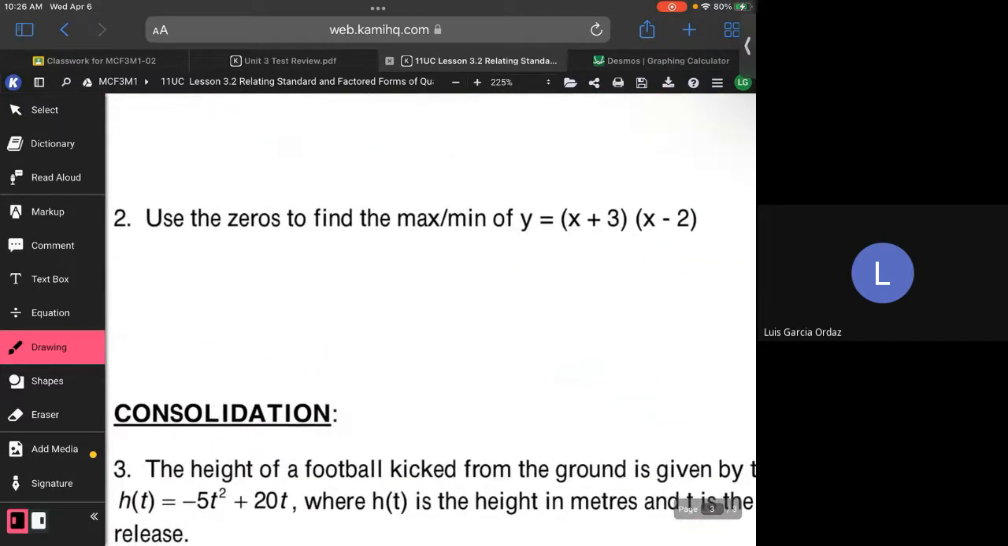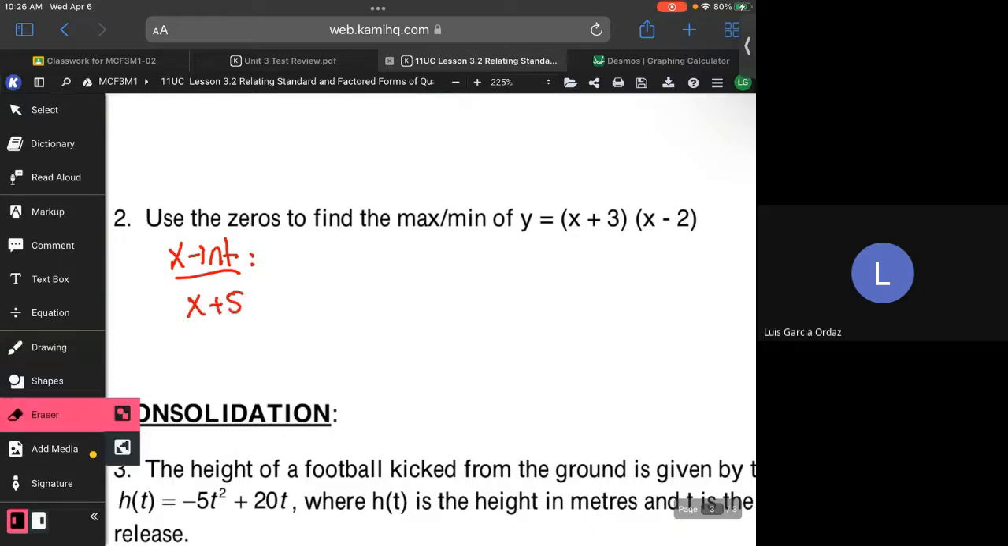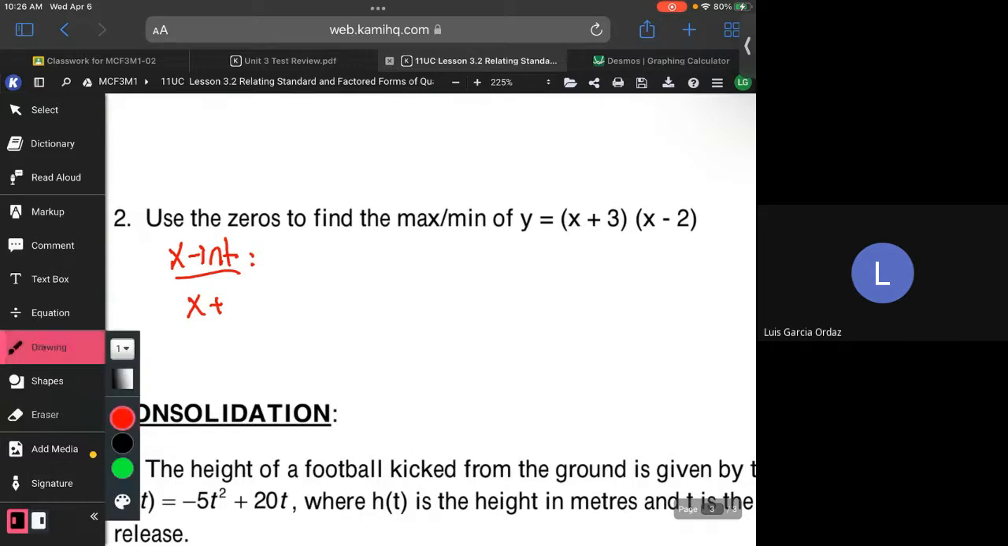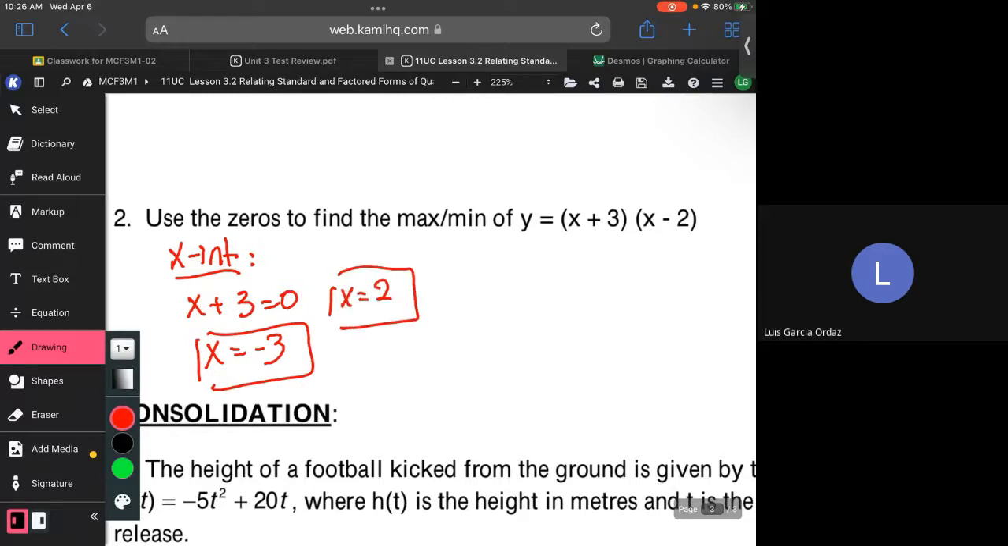So before we do anything, can someone tell me what my X-intercepts are going to be? Jade, what's one of them? Yep. So my first X-intercept is going to be negative 3. So X plus 3 is equal to 0. Positive 2 is the next one, so X is equal to 2. So again, how do I use my X-intercepts to help find my vertex? What do I have to find first?